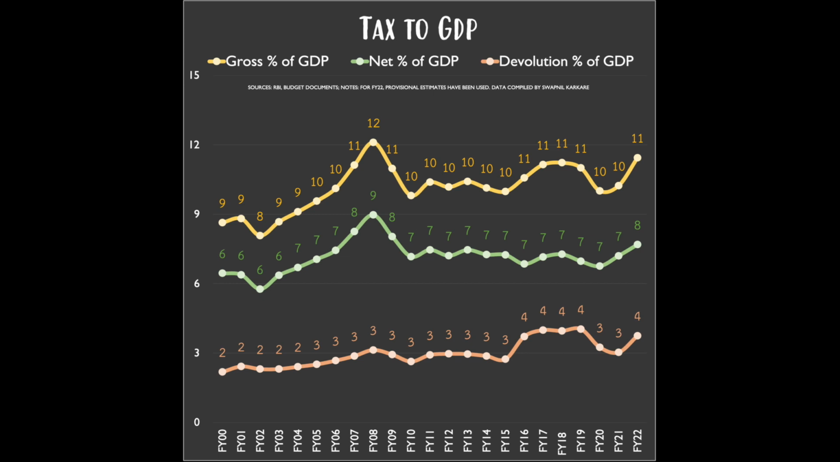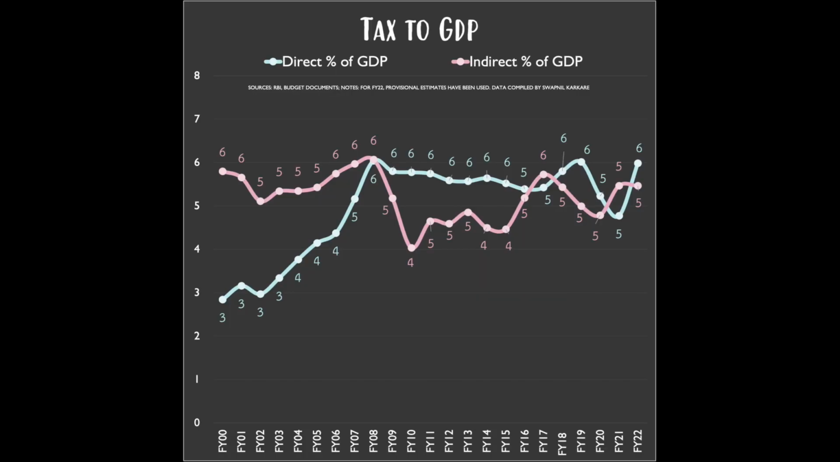However, we saw that gross tax revenue to GDP ratio has increased slightly after FY15, but we do not see a similar rise in net tax revenue because of devolution. The government started giving more money to states from FY15 onwards. Therefore, you can see some upward shift in devolution as a percentage of GDP.